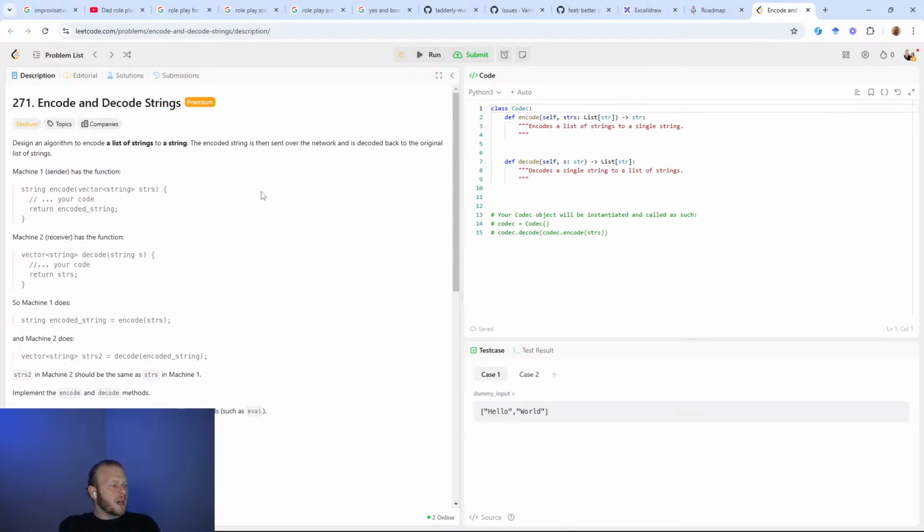All right, so let's design an algorithm to encode a list of strings into a string. The encoded string is then sent over the network and is decoded. Okay. Fine. So a naive algorithm on a list of strings would just join them. Right? That would be the naive thing to do. Should I be doing something with bits or base 64? I sure hope not.